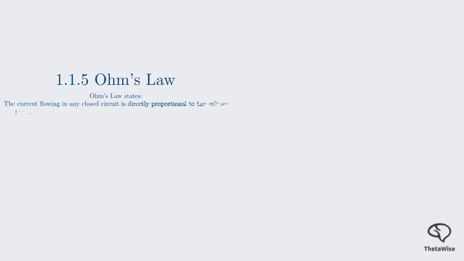So, we have potential difference, current, and resistance. These three fundamental quantities are not independent. They are connected by a powerful and simple law. This brings us to Ohm's law. Ohm's law describes the relationship between these three variables in any closed circuit.